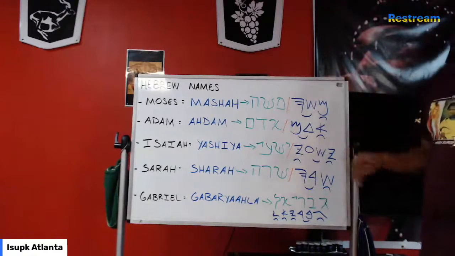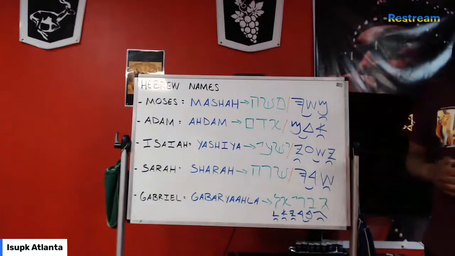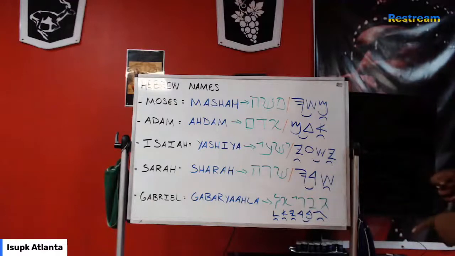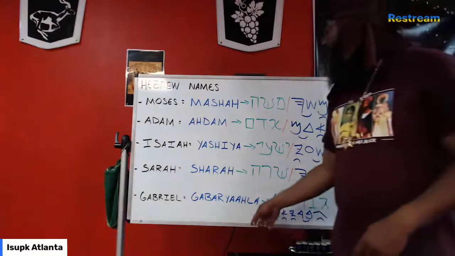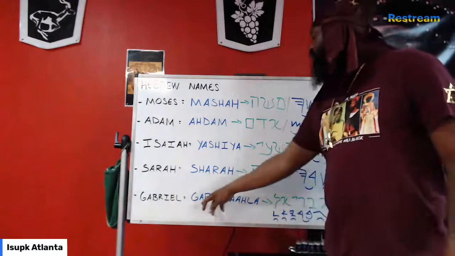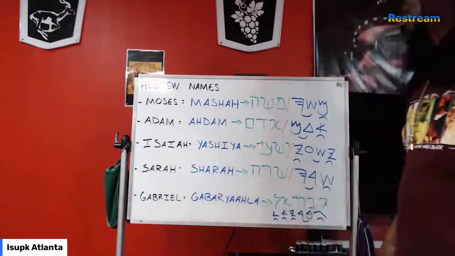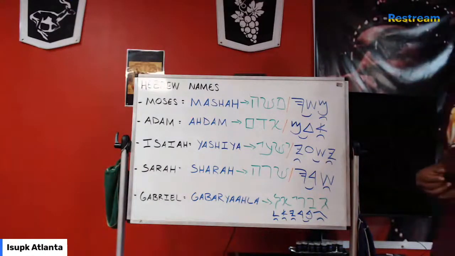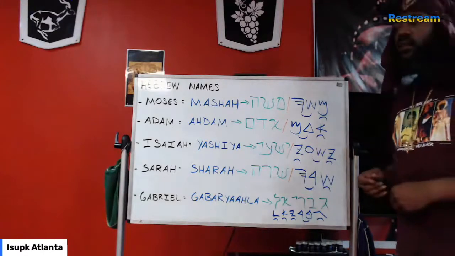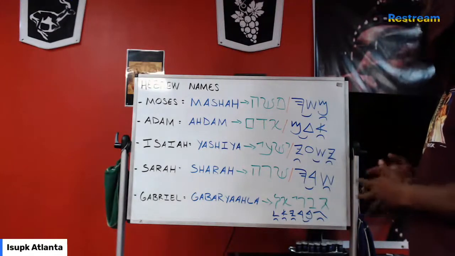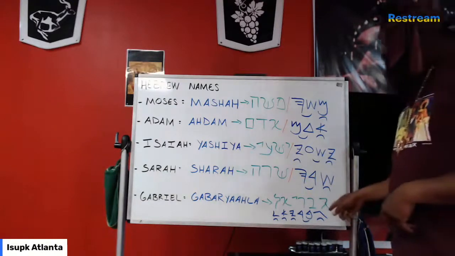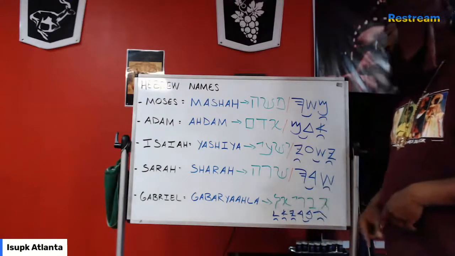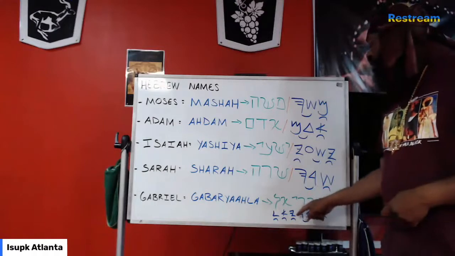And you can find this in the book of Daniel, I believe. Book of Daniel, chapter 8, verse 10. Gabriel, pronounced Gabaria Allah. If I'm correct, Gabaria Allah should mean warrior of the Most High, Gabriel. And we have the letters Ga, Ba, Ra, Yah, Allah. We put that together, Gabar Ya Allah.